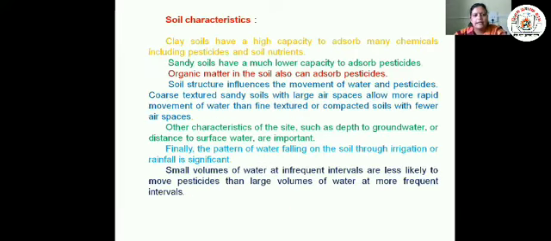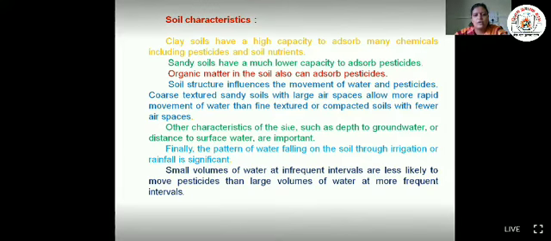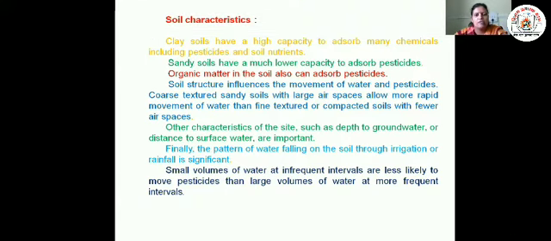Then other characteristics of the site, such as depth to the groundwater or distance to the surface water, are also important. Finally, the pattern of water falling on the soil through irrigation or rainfall is significant. A small amount of water at infrequent intervals is less likely to move the pesticides than a large volume of water at more frequent intervals.